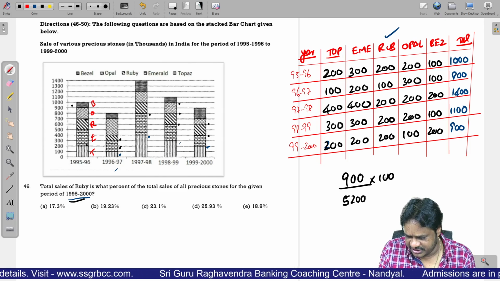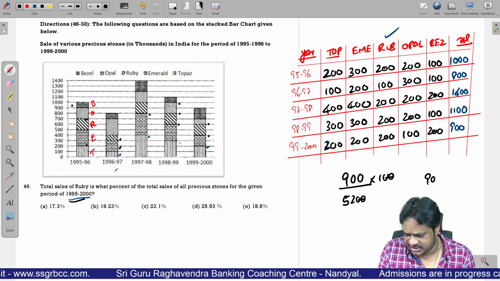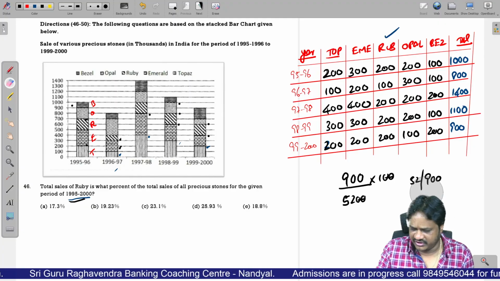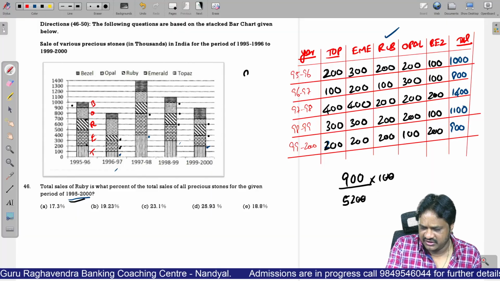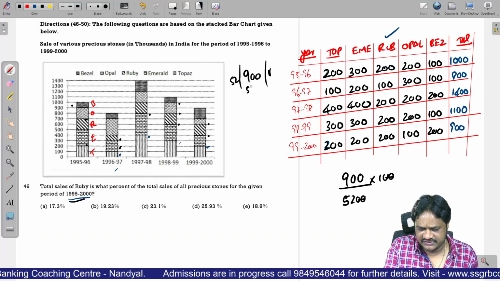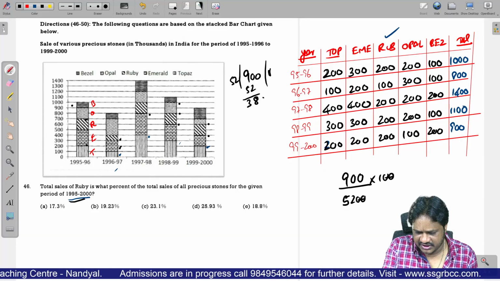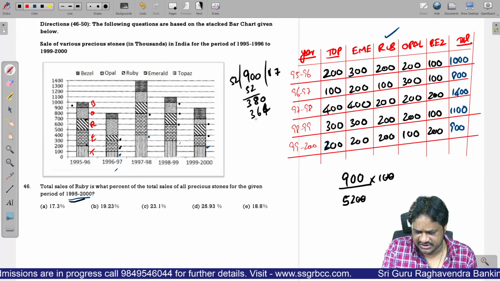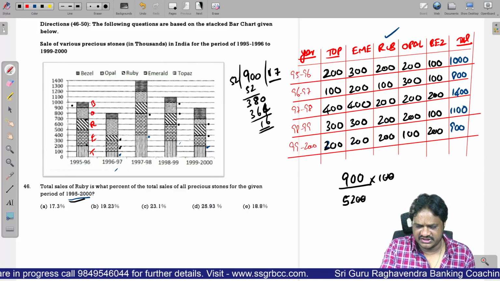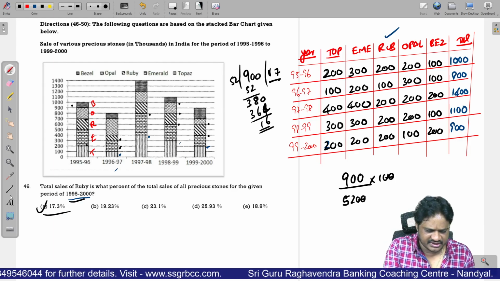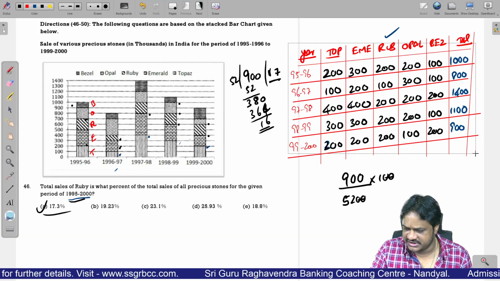What percent means into 100. Let us do the calculation of 900 with 52. So we are dividing 900 by 52. 52 ones are 52. Then it is 380. 52 sevens are 364, 16. So we will get 17 point something. So 17 point something means option 1 is the correct answer. Option 1. Let us see the next question.